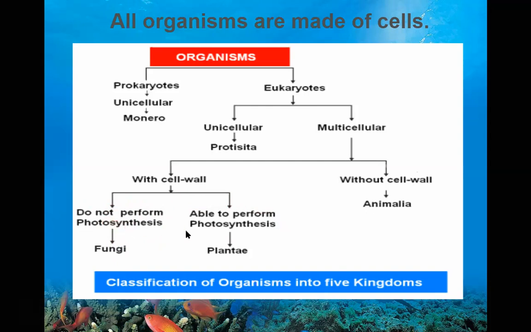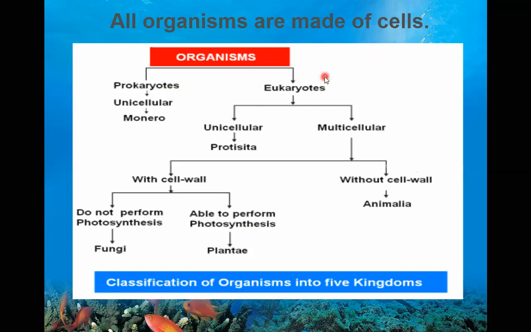Whereas the plants are responsible for making food. They convert the sunlight energy into chemical energy, they perform the process of photosynthesis, and in this way they prepare food not only for themselves but also for all the other organisms on this planet Earth. So this is basically the categorization of organisms on the basis of cells, that they can either be prokaryotes or eukaryotes.